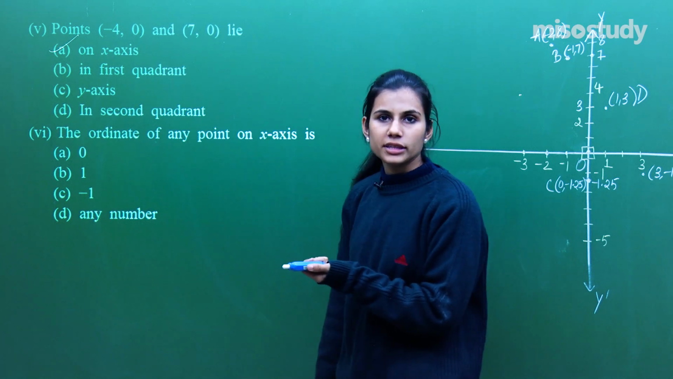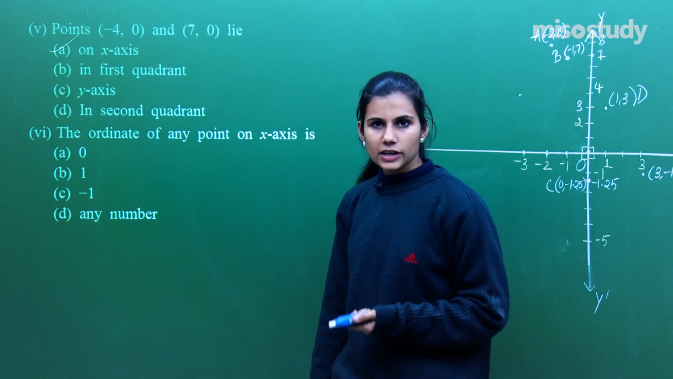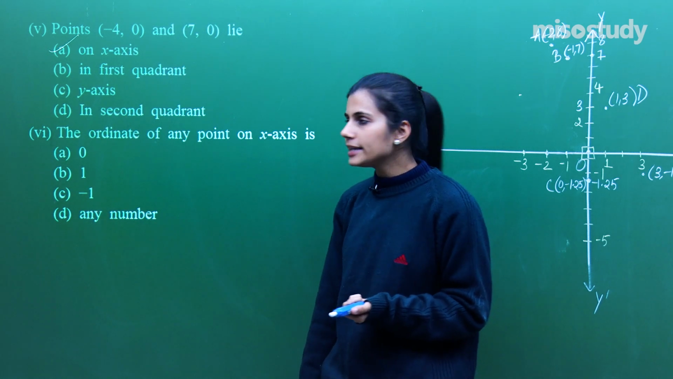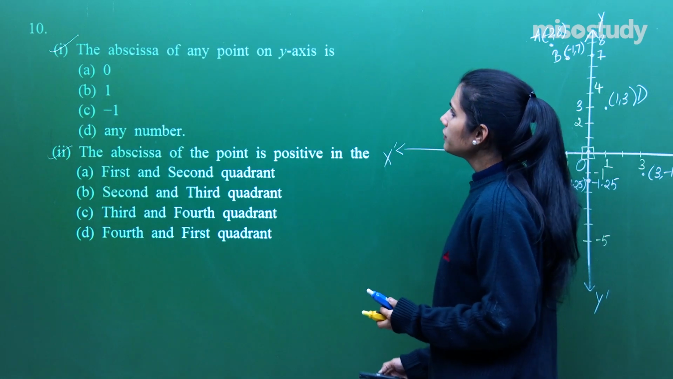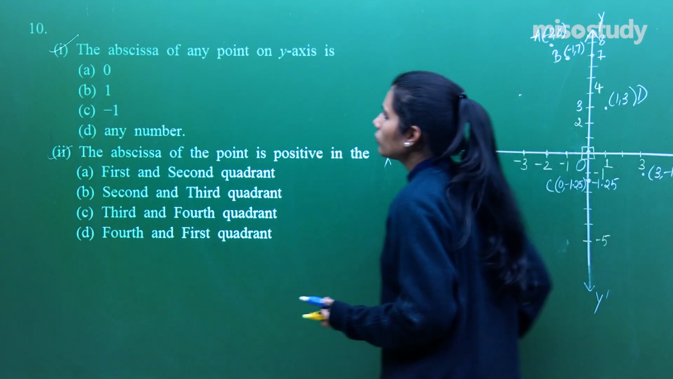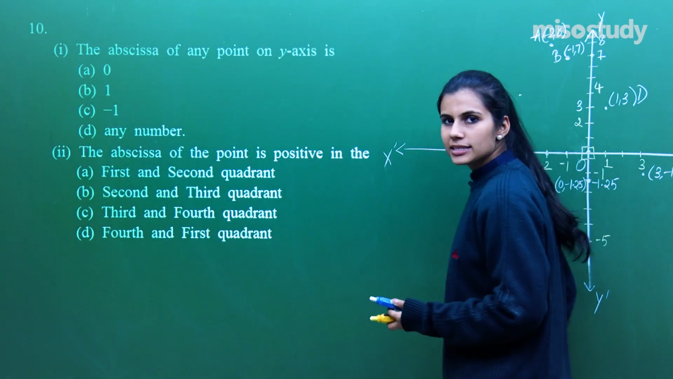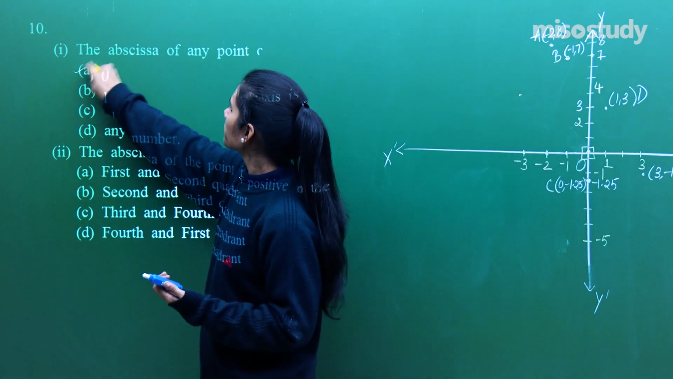But both the points are on the x-axis. The ordinate of any point on the x-axis is what? If a point is lying on the x-axis, its distance from the x-axis is 0, so its y coordinate or the ordinate is 0. Next I have the abscissa of any point on the y-axis. If a point is lying on the y-axis, that means its distance from the y-axis is 0, that means its x coordinate or abscissa is 0.